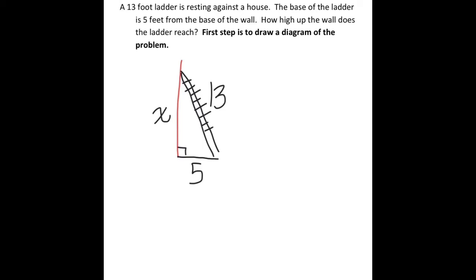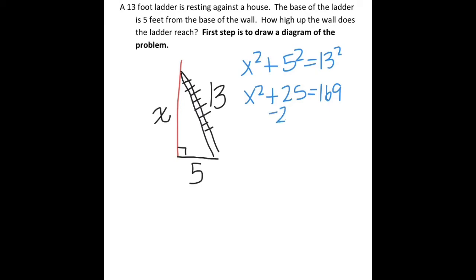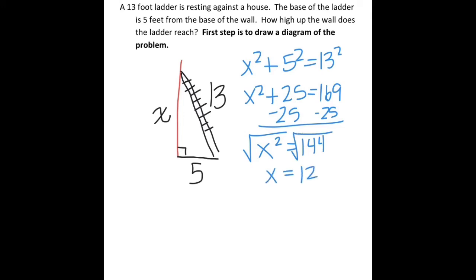Well, here's my house. This forms a right triangle. 13 is actually the hypotenuse. X squared plus 5 squared equals 13 squared. X squared plus 25 equals 169. Subtract 25 from both sides. X squared equals 144. Take the square root of both sides, and I find out that x equals 12. So how high up the wall does the ladder reach? The ladder reaches 12 feet.